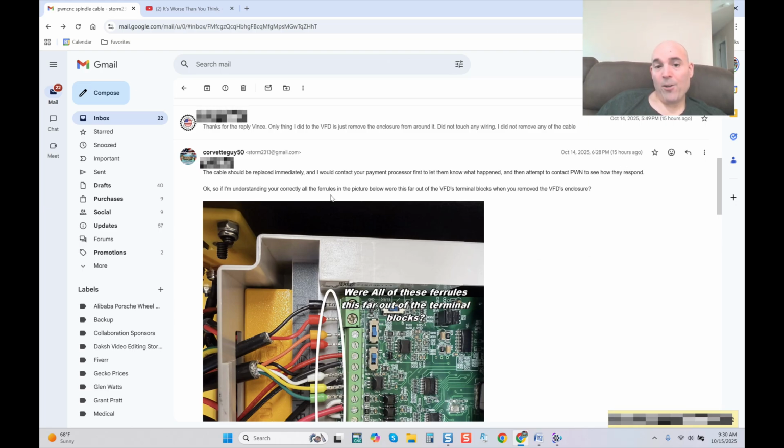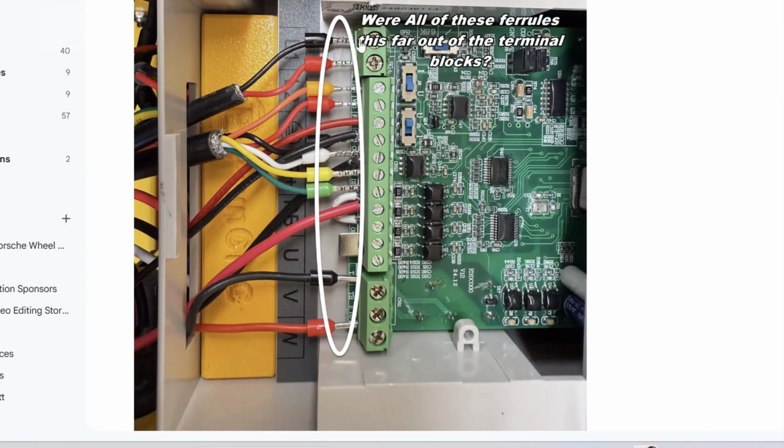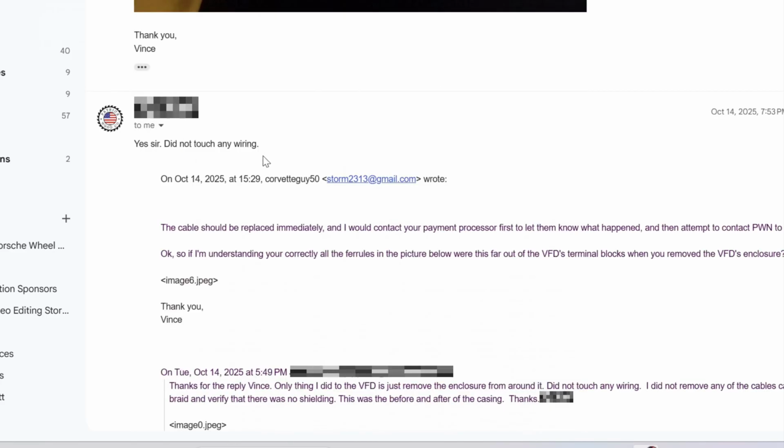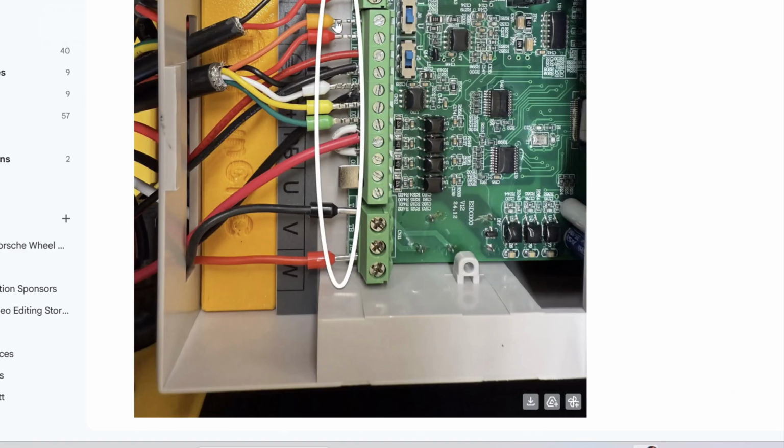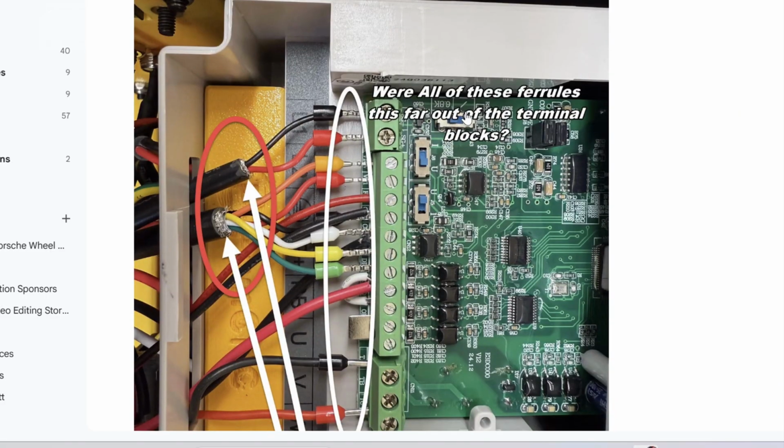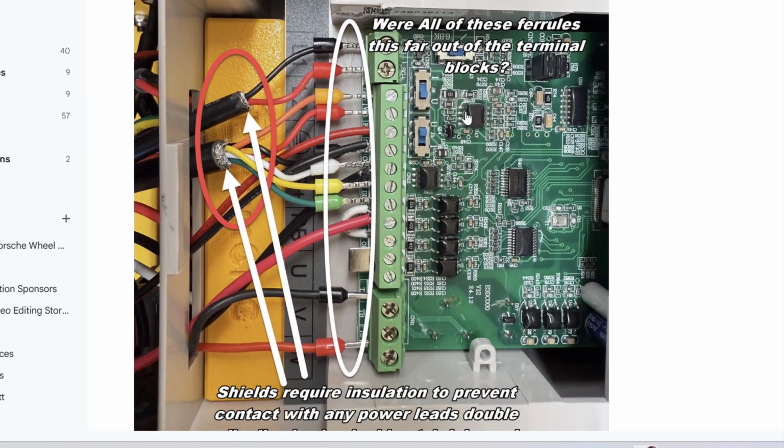Okay, so if I'm understanding you correctly, naturally I'm asking him, all the ferrules in the pictures below were this far out of the VFD's terminals when you removed the VFD enclosure. And you can see I circled them, and I'm letting them see it right here. Response: yes, sir, did not touch any of the wiring. Okay. This is terrifying. There is no way to explain this other than that. This is why I said to you guys this is worse than you think. If you're selling in mass quantities and you're not doing quality control, this can bite you.